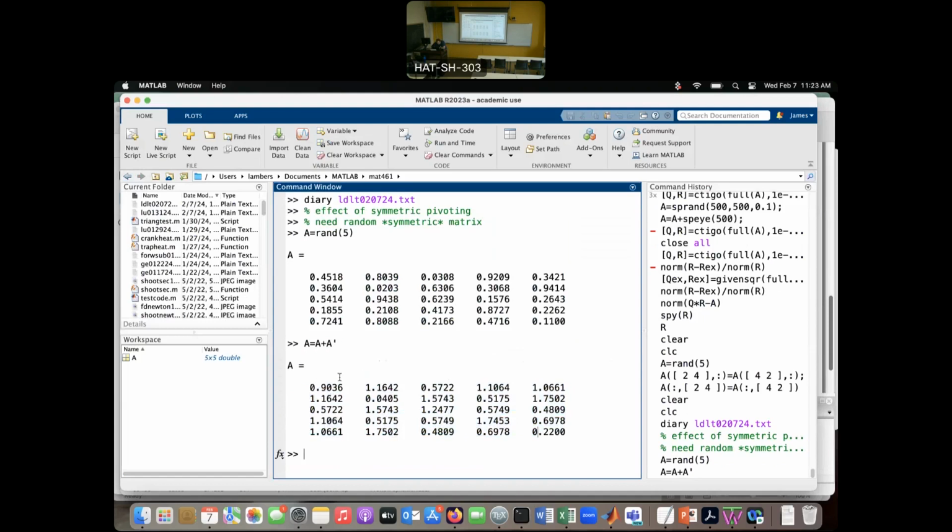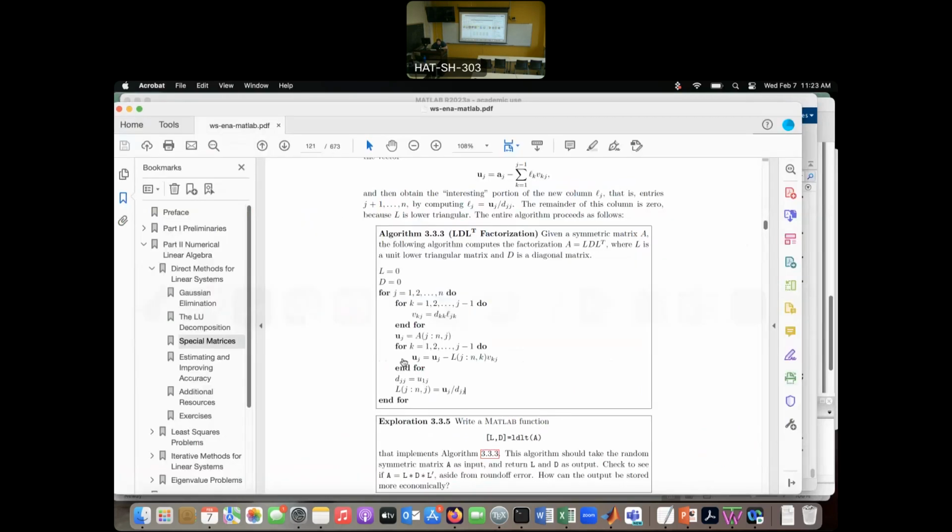Now, let's suppose I want to do symmetric pivoting on this matrix. If I look at the algorithm for LDLT, notice there's a division by diagonal entries again. So what that suggests is we'd like to again have diagonal entries be larger. So it's kind of similar to having small multipliers.